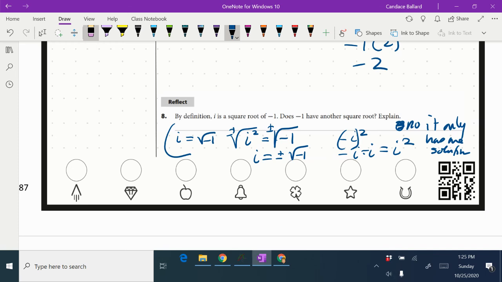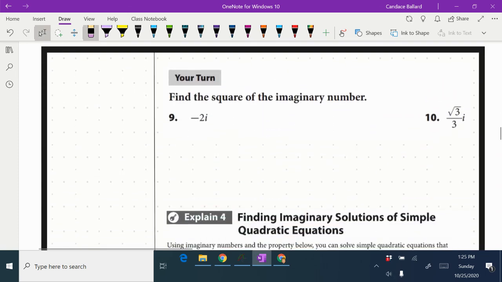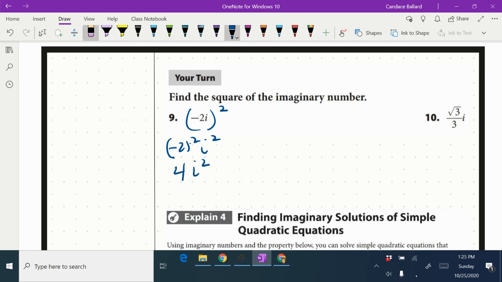So now we're going to have you try some. So I would pause the video here and try squaring these things and then come back and look at the answers. I'm going to square both sides. So I end up with negative 2 squared and i squared. Negative 2 squared is 4. We know that we can substitute negative 1 in for i squared. So 4 times negative 1 is negative 4.